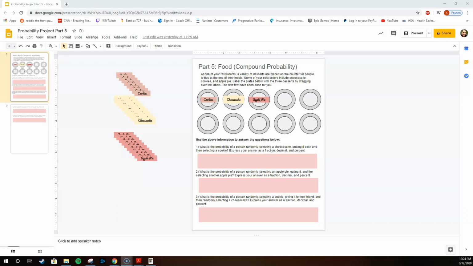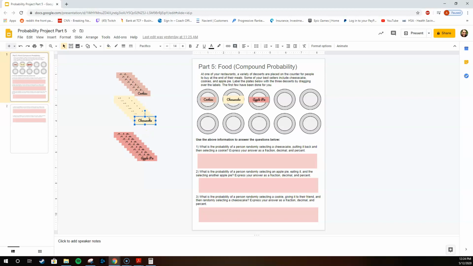So for the first part, it says at one of your restaurants, a variety of desserts are placed on the counter for people to buy at the end of their meals. Some of your best sellers include cheesecake, cookies, and apple pie. Label the plates below with the 3 desserts by dragging over the labels. The first few have been done for you. So you need to fill in the rest of the plates with different types of desserts.